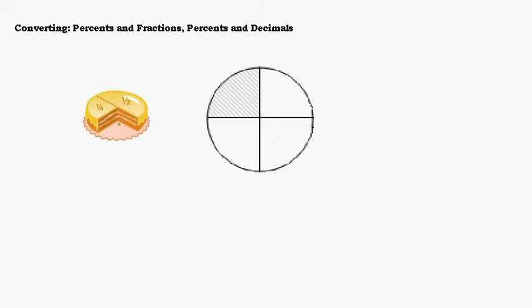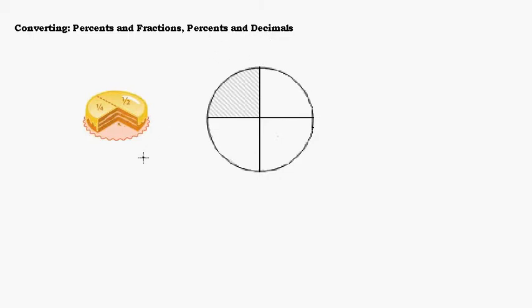In this video we are going to look at converting percents and fractions and also percents and decimals. So what that means is, given any percent, we want to be able to express it as a fraction. Given any fraction, we want to be able to express it as an equivalent percent. If we have a percent, we want to be able to change it to a decimal. If we have a decimal, we want to be able to change it to a percent.